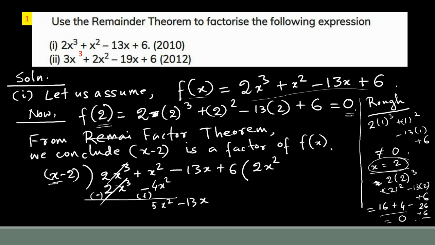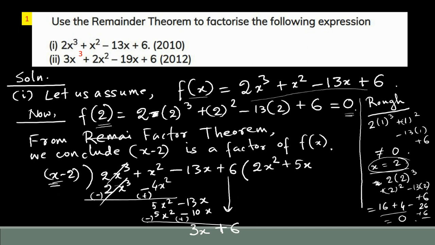Now we have to multiply 5x with x minus 2. So 5x we are multiplying. We get 5x square here. We get 10x here. We have to subtract it. So from here we get 3x. Okay, 3x. And then again this 6 comes down.